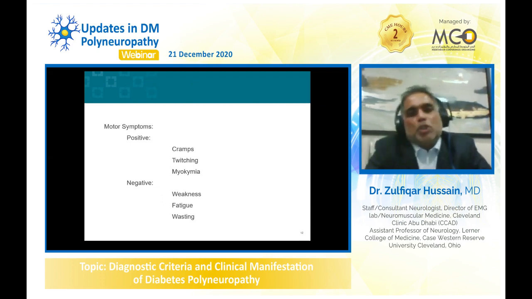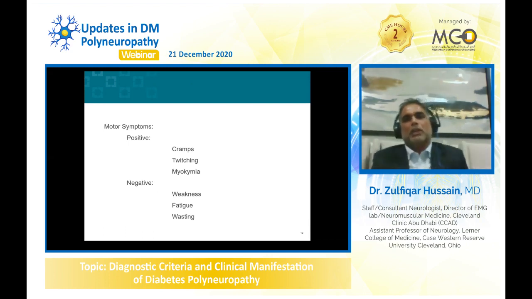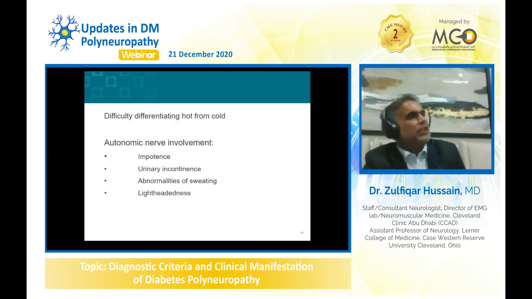Then it's followed by the motor symptoms. The positive motor symptoms include cramps, twitching, myokymia, weakness, fatigue, and wasting. Also, the patient does report difficulty differentiating hot from cold. There are also symptoms from autonomic involvement, which include impotence, urinary incontinence, abnormalities of sweating, lightheadedness, skin color changes in the distal part of the lower extremities with atrophy, hair loss.